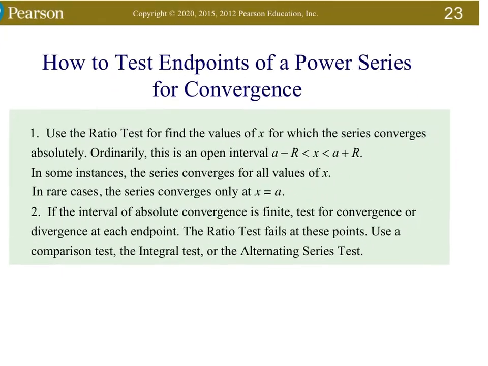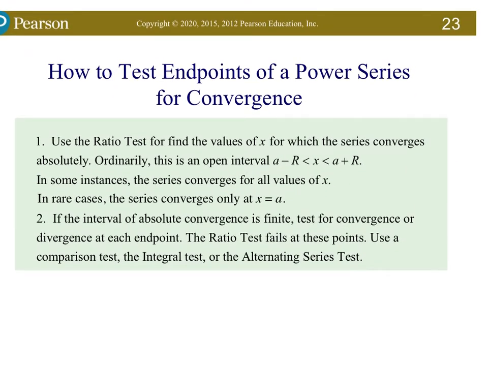Okay. Now, how do we check for these endpoints? The endpoints are going to come when we're looking for an interval of convergence. We always start with the ratio test. We find the values for which it will converge absolutely. So we're going to set up the absolute value of that limit to be less than 1. This will give us an open interval, right? So the inequalities are open here.